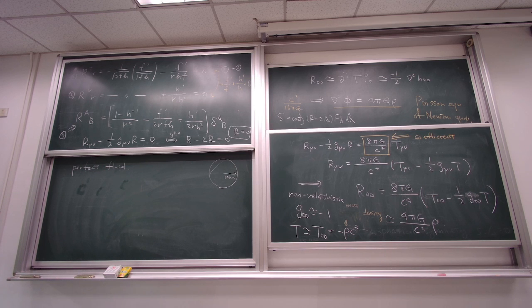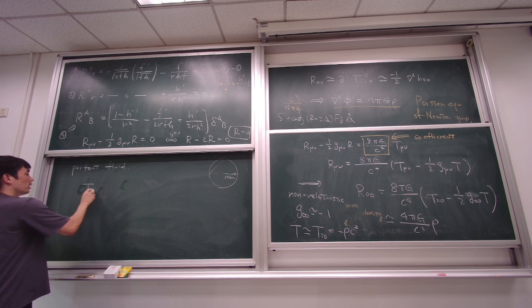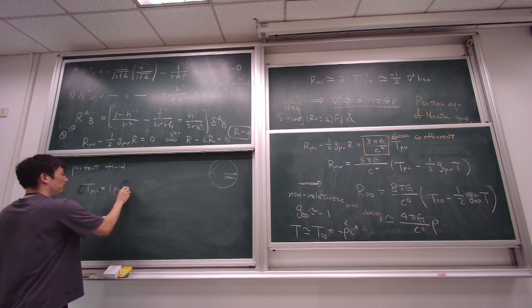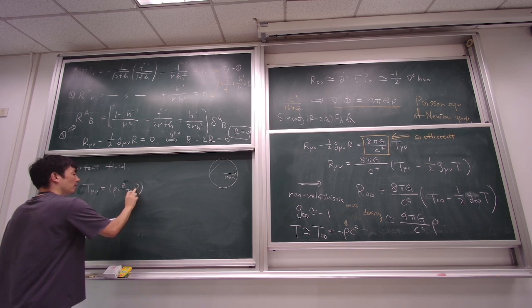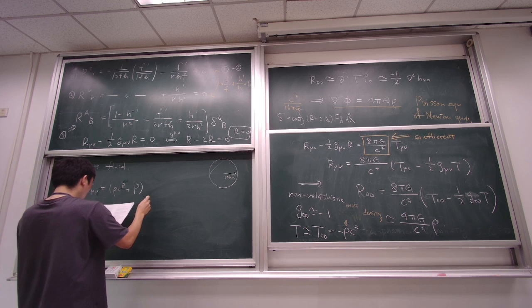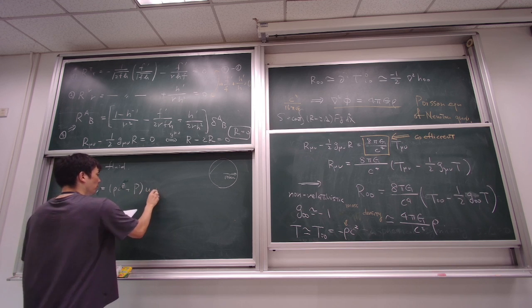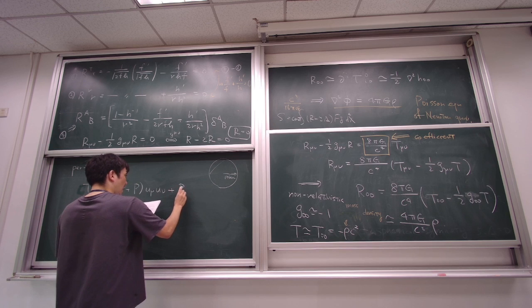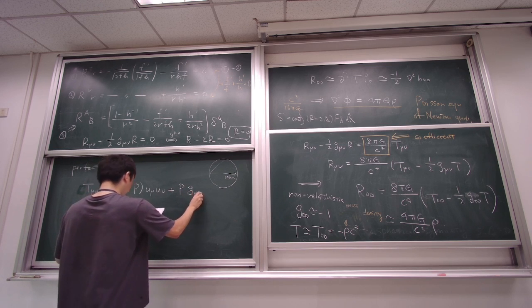Okay, perfect fluid. That's the assumption. So this perfect fluid is almost a definition: T^{μν} = (ρc² + p) u^μ u^ν + p g^{μν}. Again, p is pressure, and ρ is energy density.